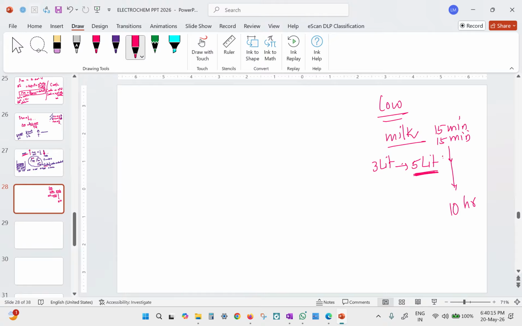No, ma'am. It has reached its maximum value. Understood? So is 5 liters infinite? No. The maximum does not mean infinite. Understood? Yes, ma'am.